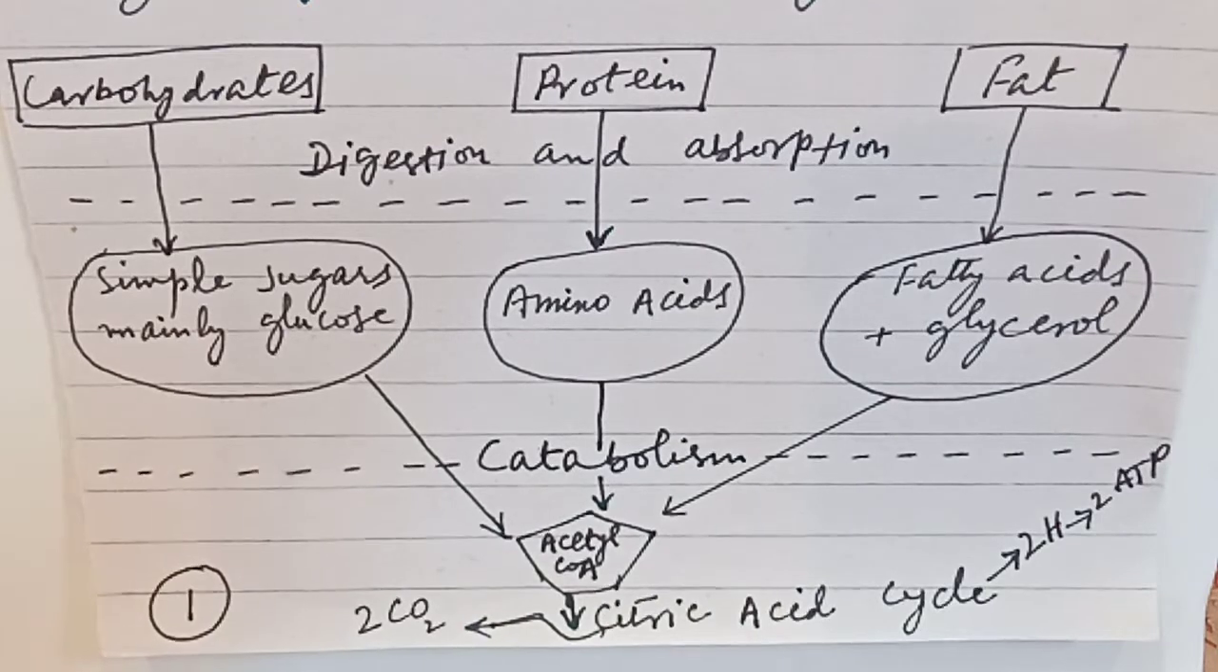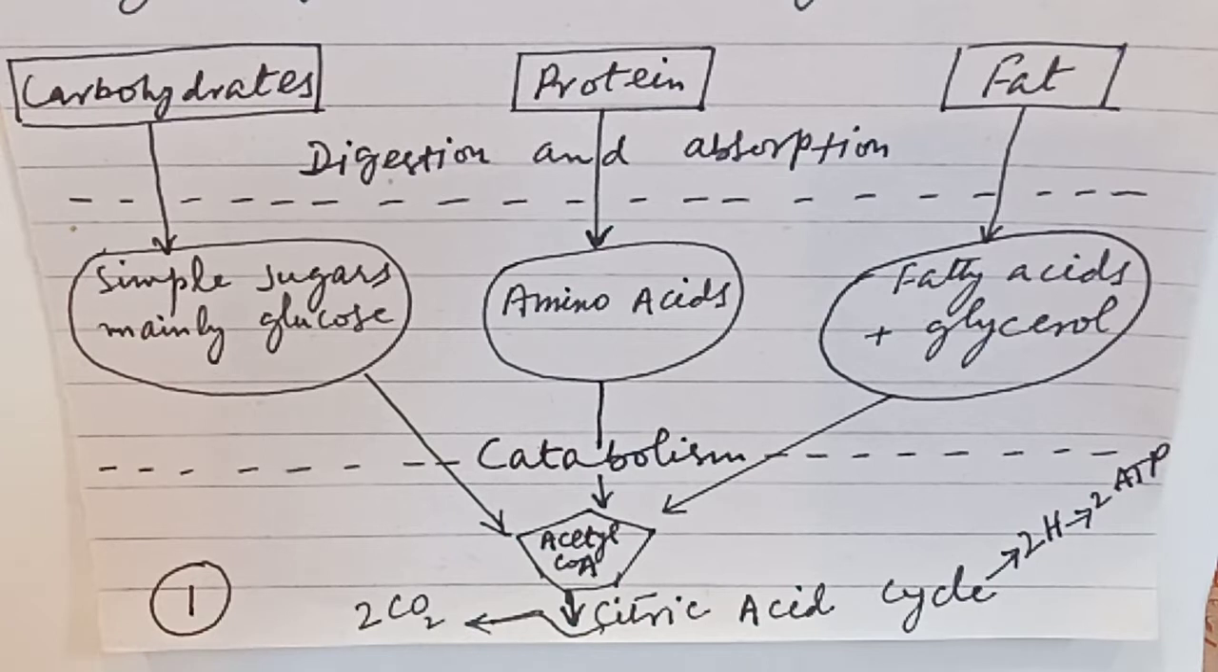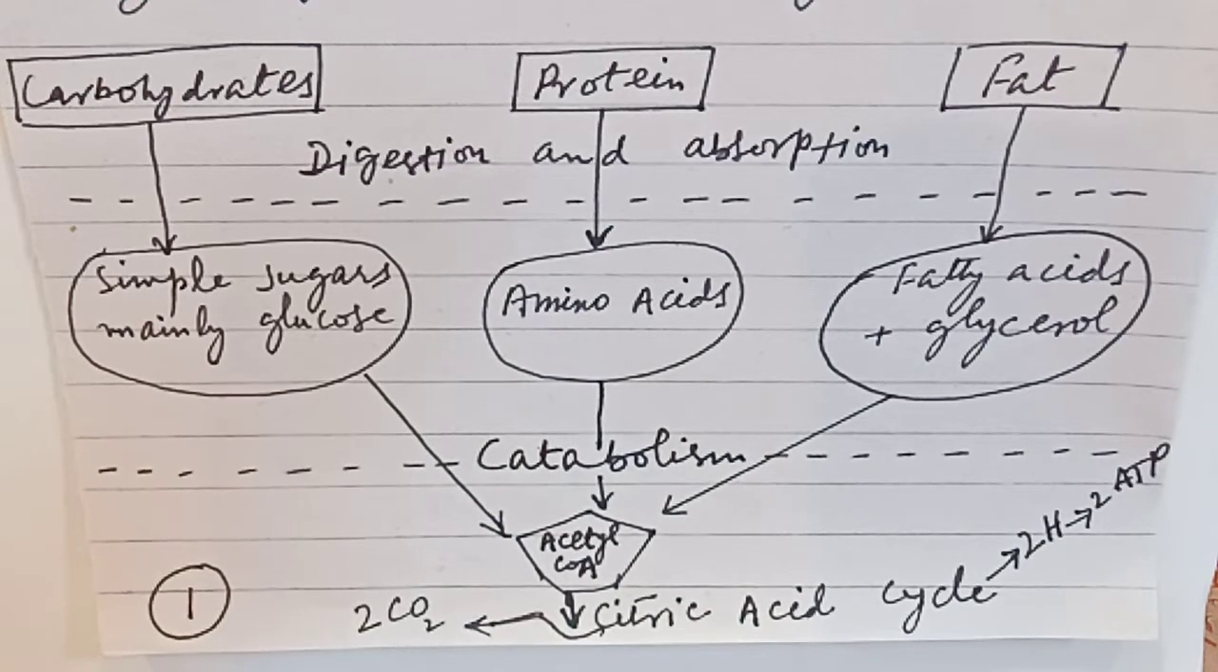Now, as you have understood, after complete digestion and absorption, carbohydrate yields simple glucose molecules, protein yields amino acids, and fats produce fatty acids and glycerol. These three simpler molecules will undergo catabolic pathways, and all three will produce one main common molecule, acetyl coenzyme A. So the question in the mind is: how will the simple sugar glucose produce acetyl coenzyme A?